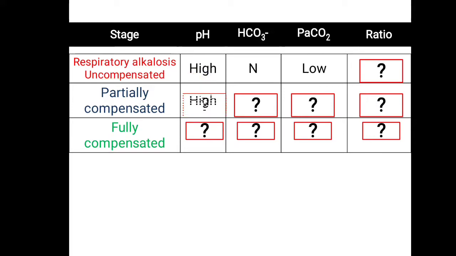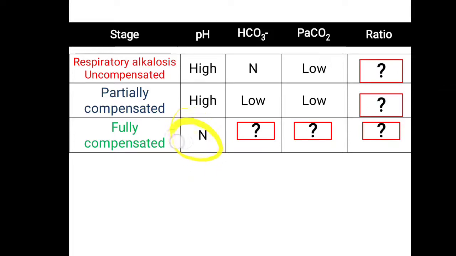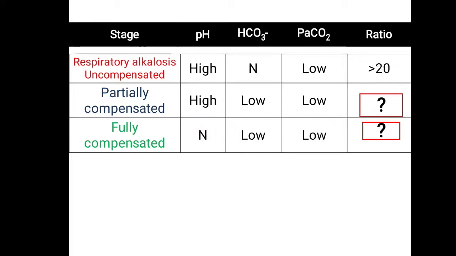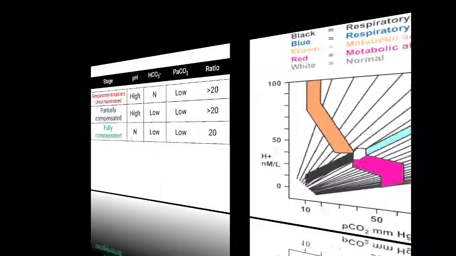Further, in partial compensation, what happens? pH will remain high, but the secondary change has started, the compensatory response has started, but it is not fully restored. In full compensation, pH will come down to normal. So pH is normal, but these primary and secondary changes will still be there, indicating compensatory conditions. Further, in alkalosis the ratio will be increased, but once pH comes to normal, this ratio will again come to the normal 20.